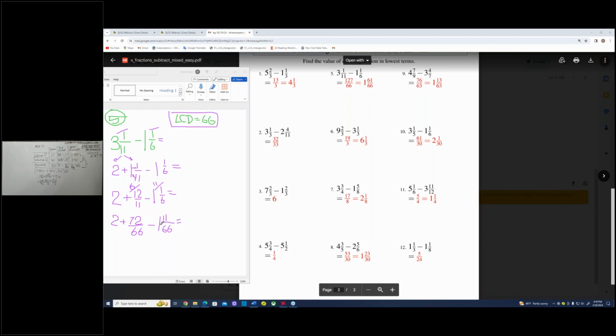Two minus 1. 72 minus 11. If it's difficult, you can do it like in your school. 2 minus 1 is 1. 7 minus 1 is 6. 61 over 66. And this is my answer.